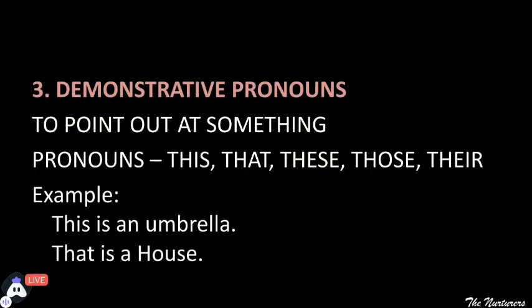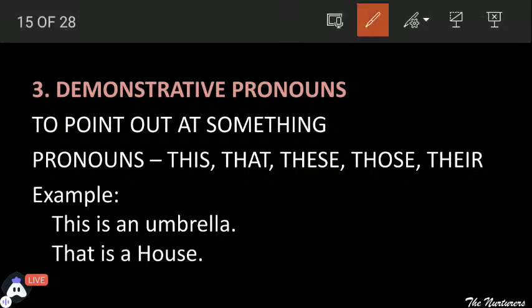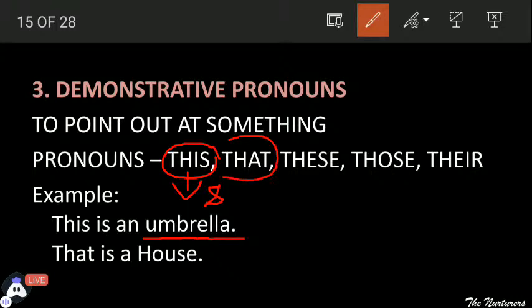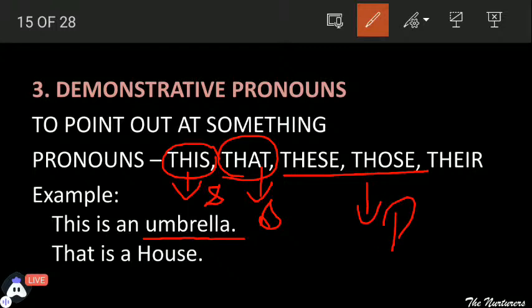When I said this is an umbrella, I am pointing out the umbrella. So this is used in the case of a singular thing, when we are pointing out a singular object. That is a house again denotes what? It is again denoting a singular object. But if we talk about those, they are usually used to denote plural objects. For instance, I'll say, these are the books I found in the bag.